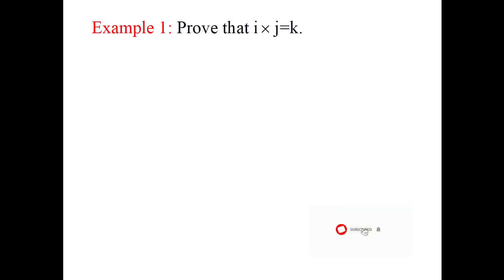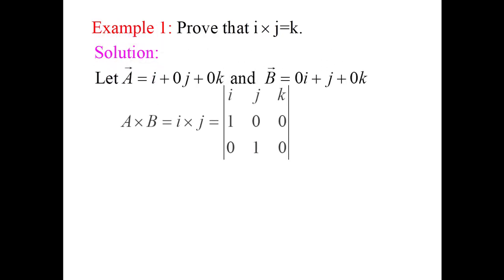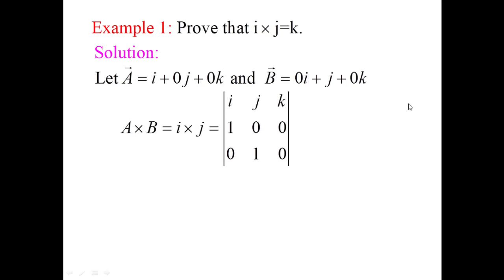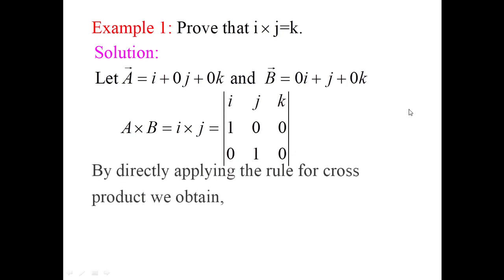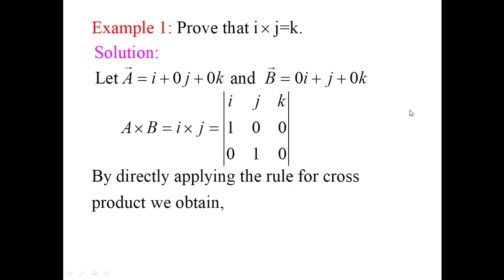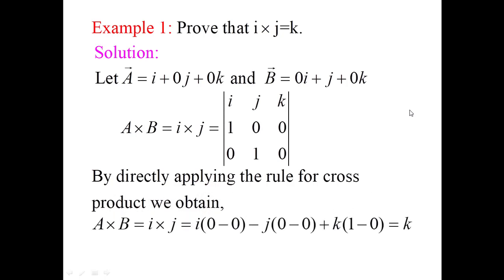Let us see the proof of i cross j is equal to k, because I showed you in a cyclic pattern. That is simply a matter of trying to remember it easily, but the actual proof comes from this matrix representation. So directly using the determinant form of a matrix, and by directly applying that rule, we find out that the cross product of i with j becomes k, and you can verify this very easily by yourself. Similarly, you can also prove the other identities.